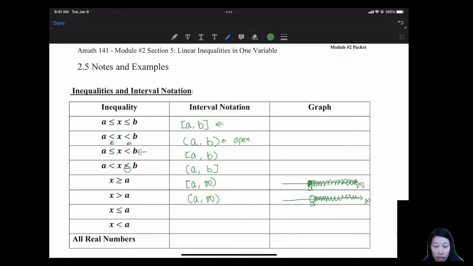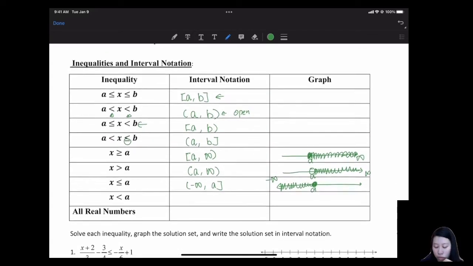Okay, less than a, what numbers are less than a? That means to the left. So I have negative infinity to a, including a, right? On the graph it should be a, going to negative infinity, which means to the left. And this is similar, negative infinity to a, but not including a. So this time we have a circle at a, and then to negative infinity.